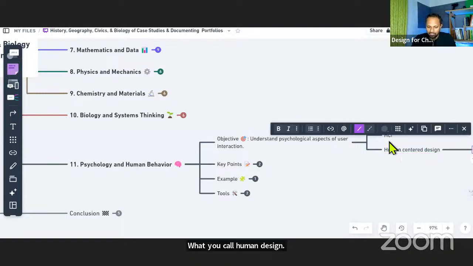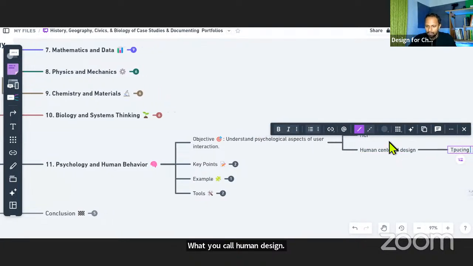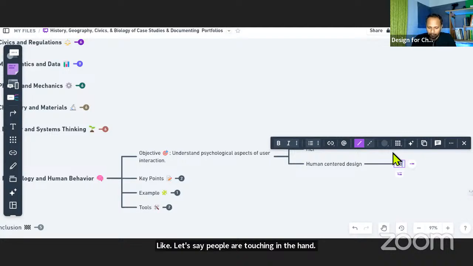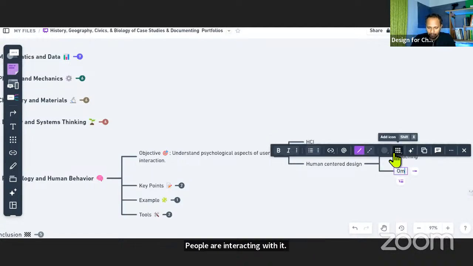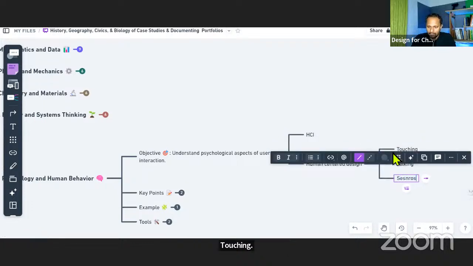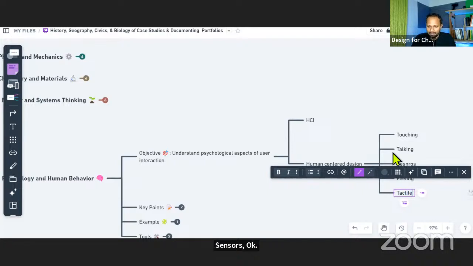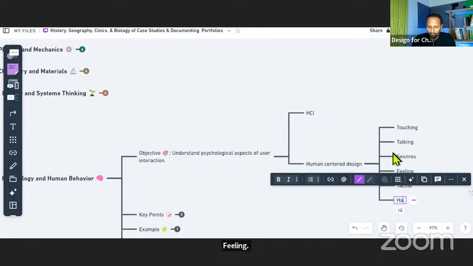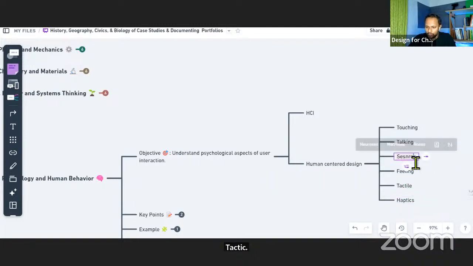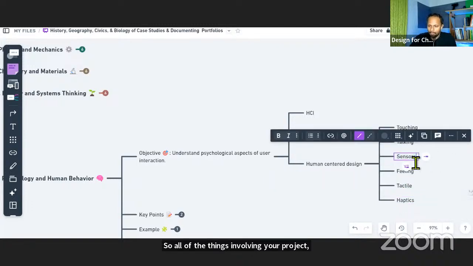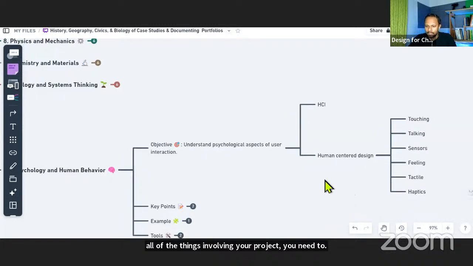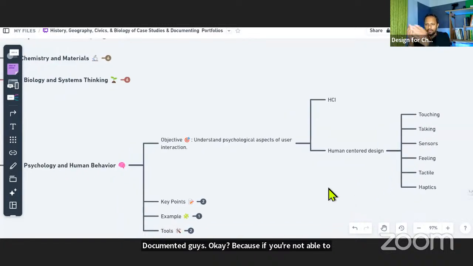Like, let's say people are touching with the hand, people are interacting with it, touching, talking, sensors, feeling, tactile, haptics. So all of the things involving your project, you need to document it, guys, okay? Because if you're not able to document this, then there is no absolute connection between your product and service and the people you're going to serve.